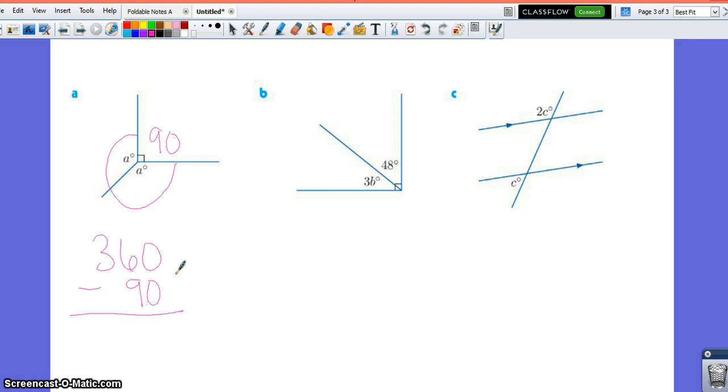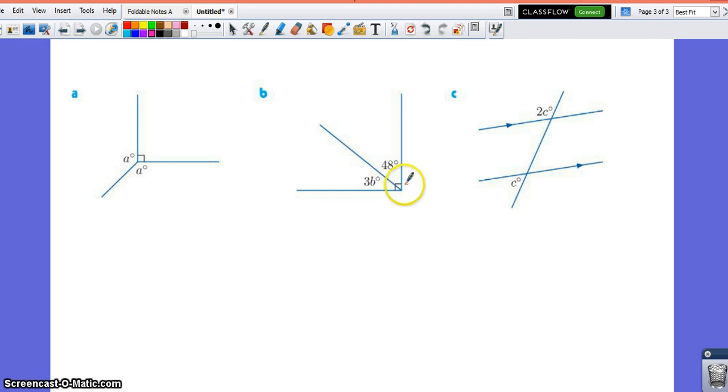I think maybe the easiest thing to do would be this. And so you're going to have 270. Now you have to divide that by what? 2, because there are 2 of them. So 270 divided by 2 is going to give you that each one of these angles is 135 degrees. Now, you could go about it a different way and say 360 minus 90 minus A, and do it that way. There's a couple different ways that you could do it.